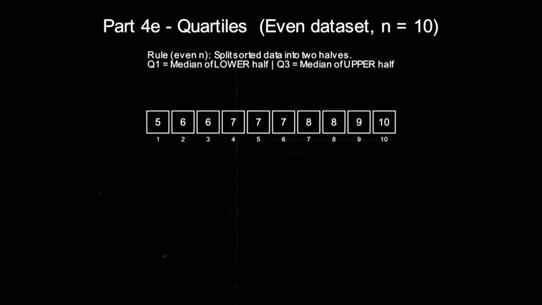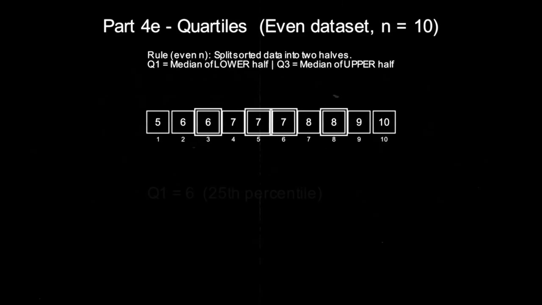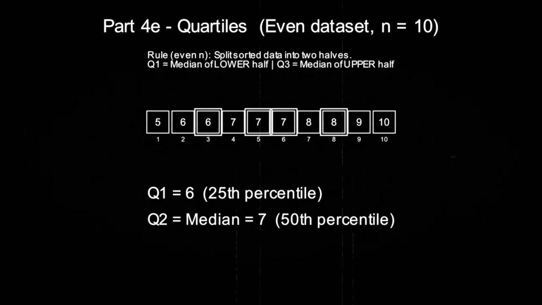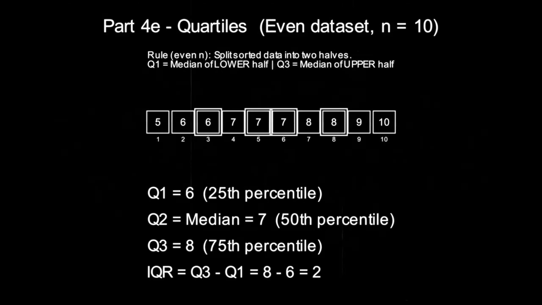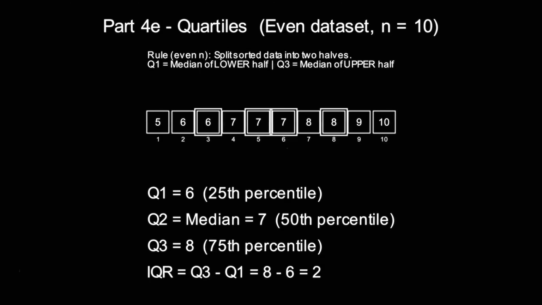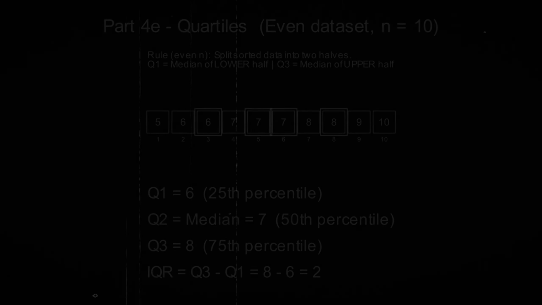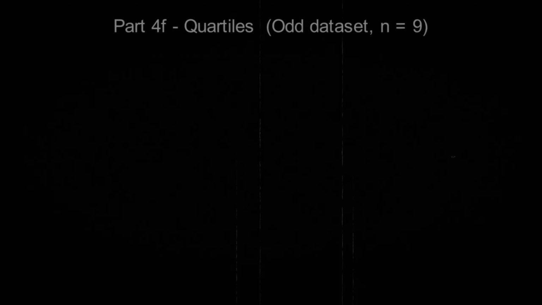To summarize, Q1 is 6, the 25th percentile. Q2, the median, is 7, the 50th percentile. Q3 is 8, the 75th percentile. And the IQR is Q3 minus Q1, which is 2. Now let's see how quartiles work with an odd number of data points.